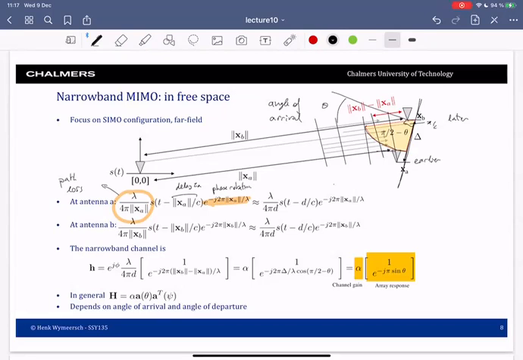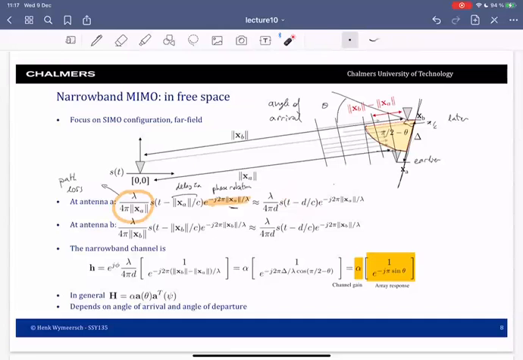Right, and this phase rotation depends on the distance that the wave travels. And then we can approximately write this as lambda over 4 pi times the distance, so the distance between the transmitter and the receiver, and this distance should be measured with respect to the center of the array.